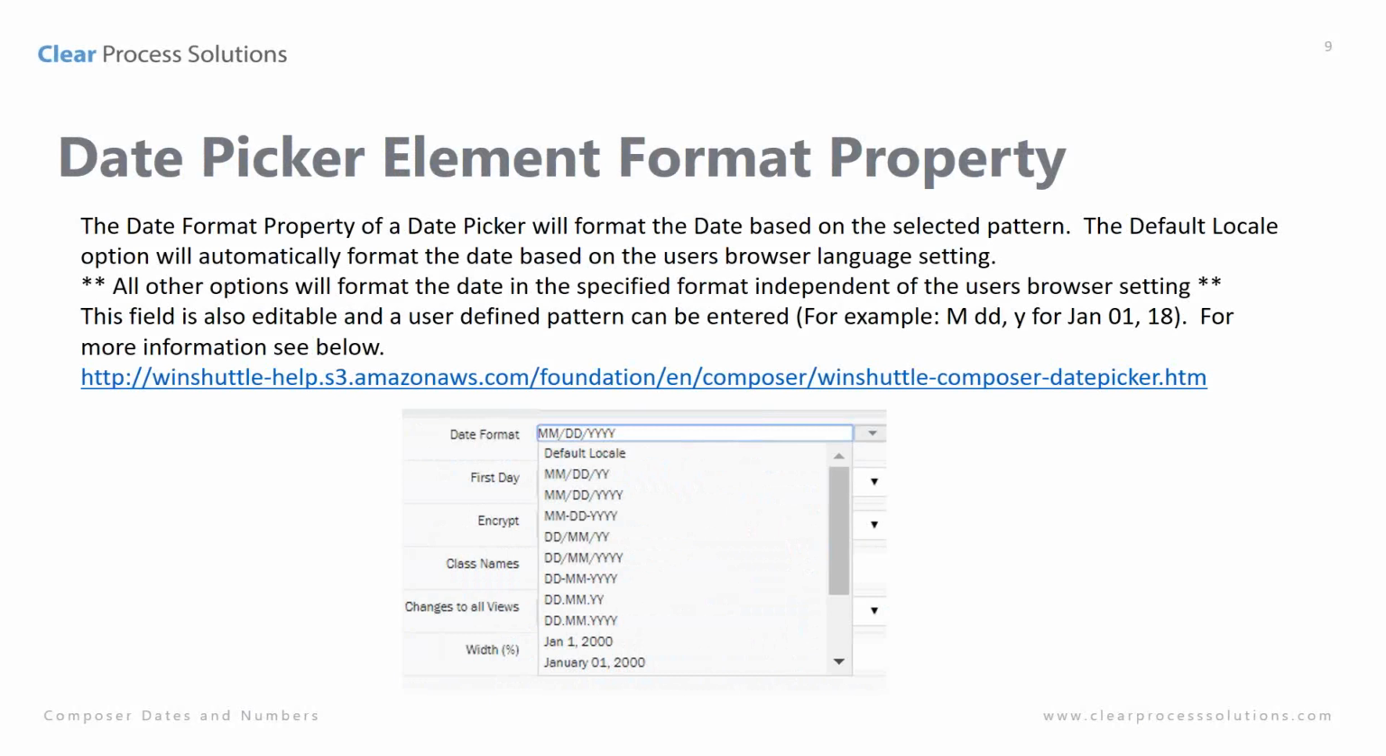If you do set it to something like January 01, 2000, it will actually translate the month. But again, it's going to hard code it, so it's not going to change based on the default locale representation.